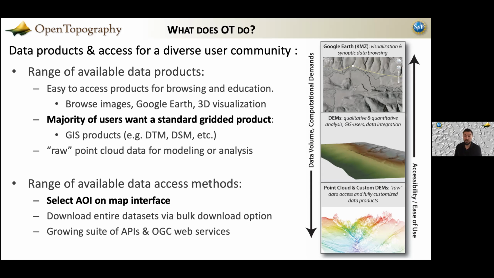There's a kind of classic web map interface where you can make an area of interest selection. That's what Matt's going to demo today. We also provide bulk download of the data sets that we're currently hosting. And we have a growing suite of APIs and web services for accessing some of the data. For example, you can get global topography like SRTM through a simple RESTful command line interface web service that OpenTopography provides.